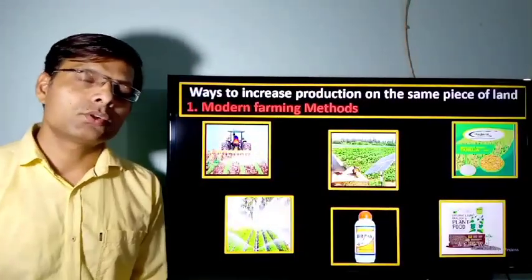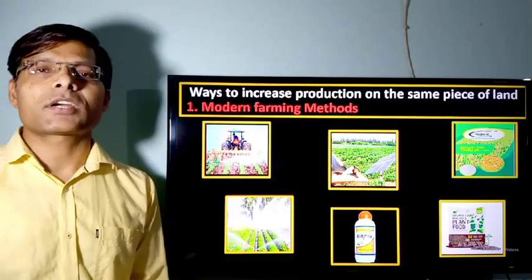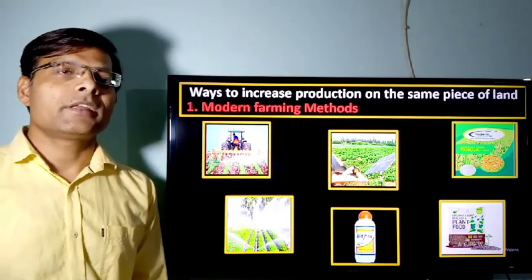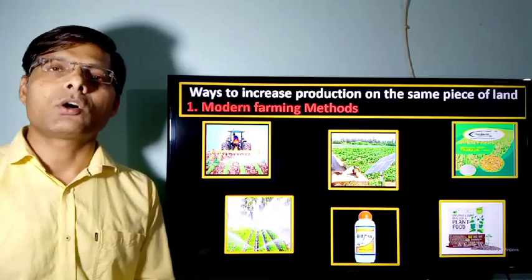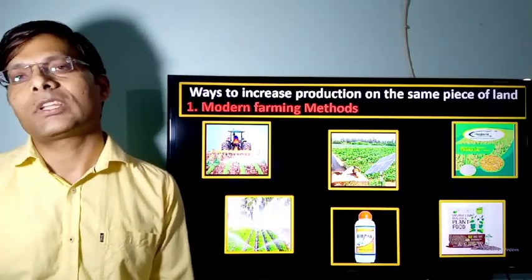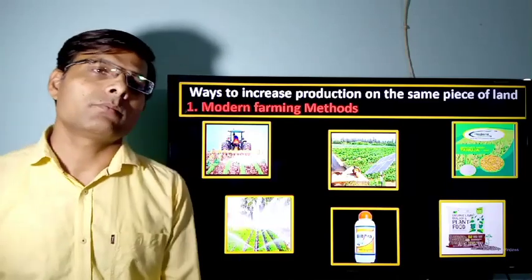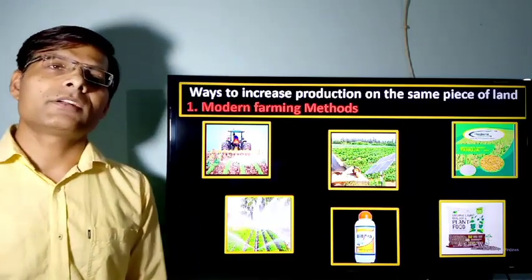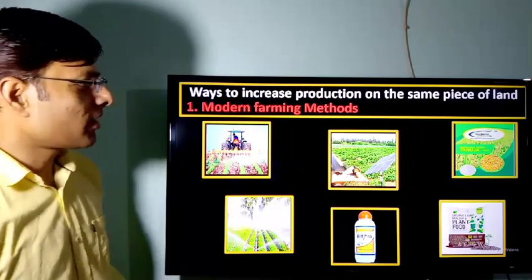So the next question comes: ways to increase production on the same piece of land. How can we produce more on the same land? What method can we use? What way can we use? The way can be modern farming methods. We can start using modern farming methods.